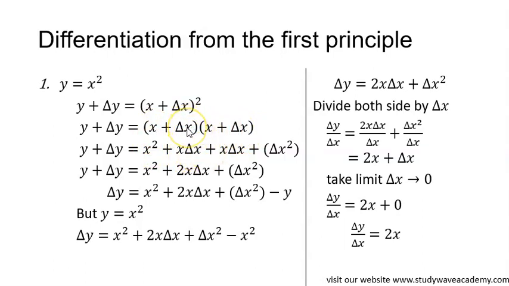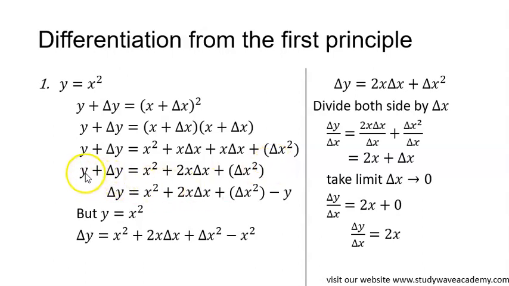Plus, we move over to this one. Change in x times x is going to give you x change in x, okay? Plus, change in x times change in x is going to give you change in x squared. When we are done opening this bracket, we simplify further. Here we have x change in x plus x change in x. They are like terms, right? So we add them, it's going to give you 2x change in x, okay? So we have y plus change in y is equal to x squared plus this 2, which is 2x change in x plus change in x squared.